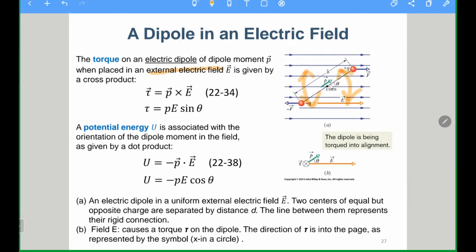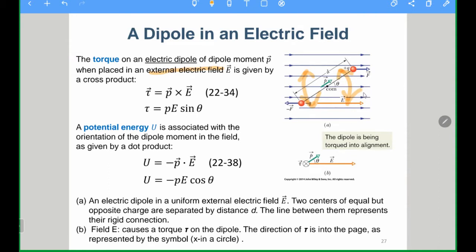If you still remember, the direction of this P should be from the negative charge to the positive charge. So this is the angle theta between the vector P and vector E.